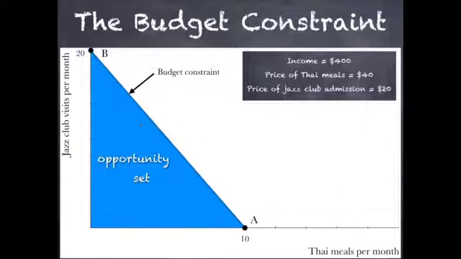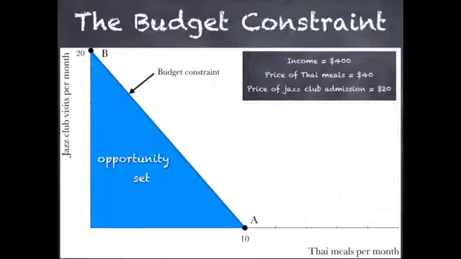Every single point that is on the budget constraint or the budget line is possible. It is affordable for that person. So if you're on the budget constraint, what that means is it is possible for you to afford the combinations of jazz club visits and Thai meals on that budget constraint.